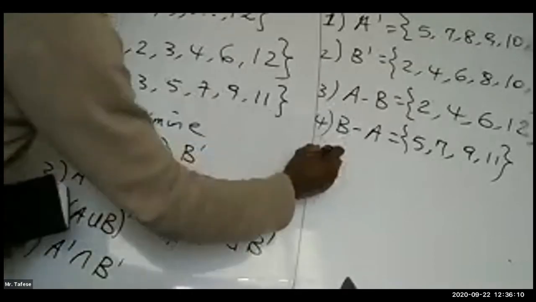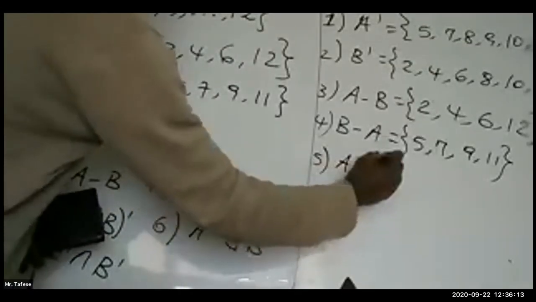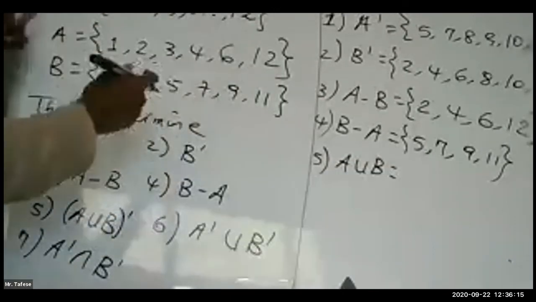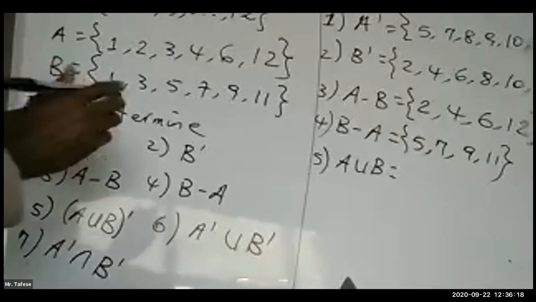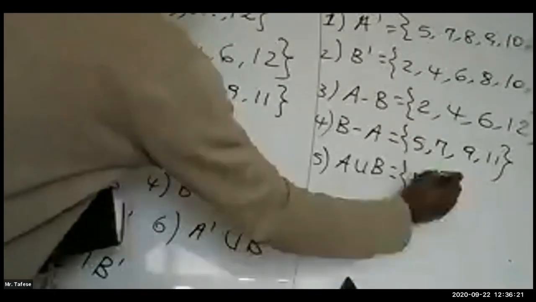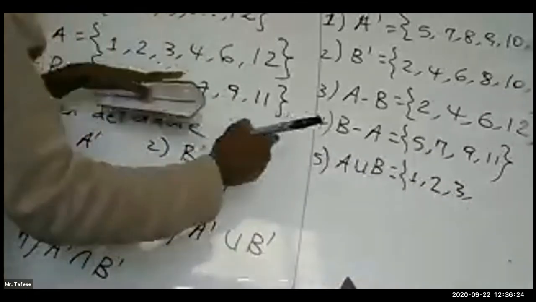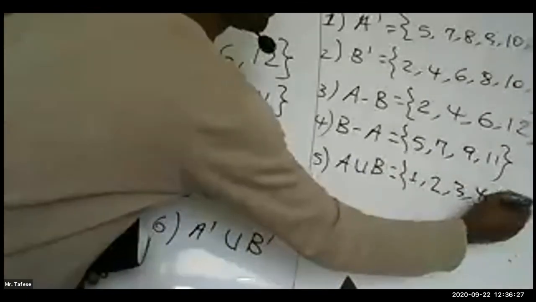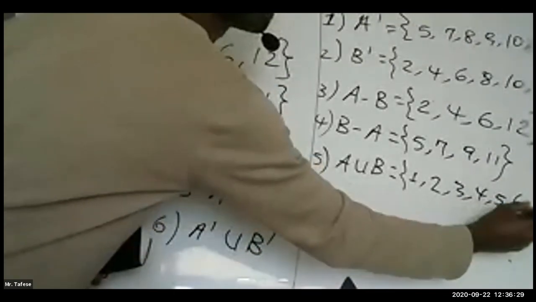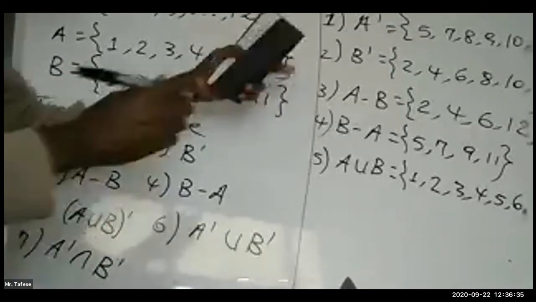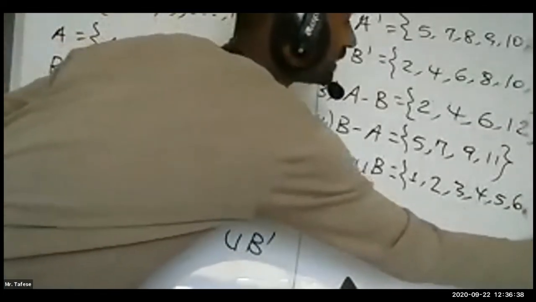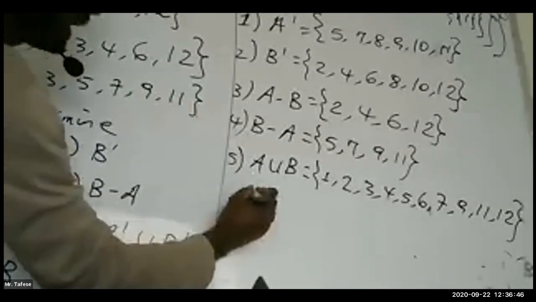Then A union B. The elements of A and of B combined are 1, 2, 3, 4, 5, 6, 7, 9, 11, and 12. That is A union B.